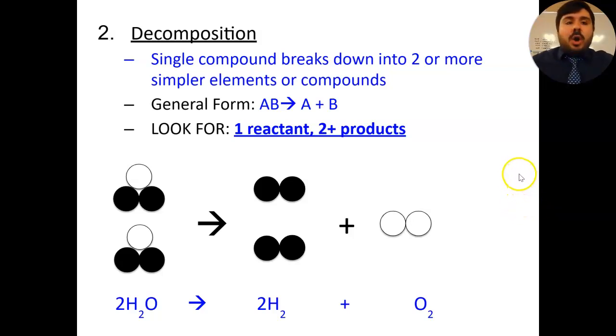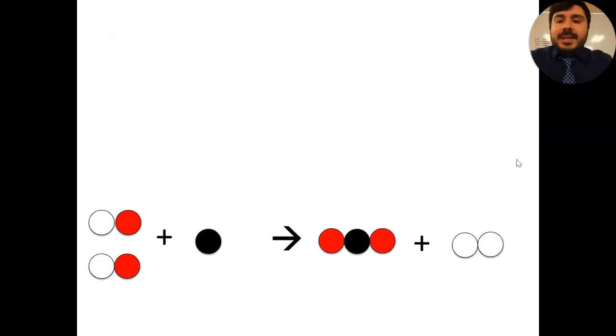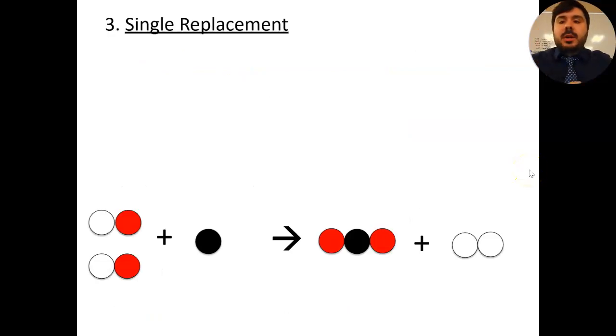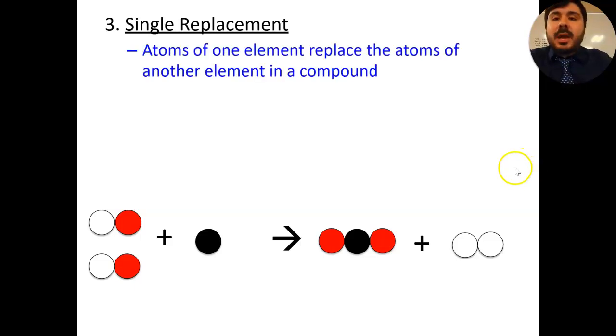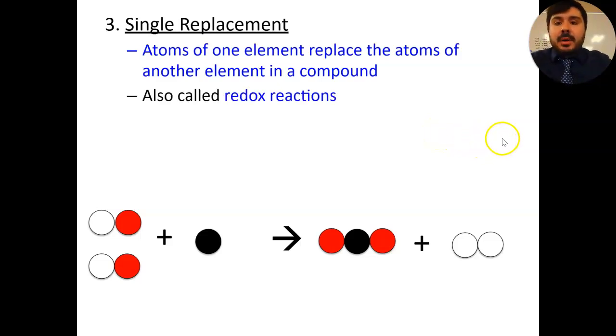Now these next two aren't really opposites of each other, but they work in tandem with each other. The first one, the third in total here, is called a single replacement. A single replacement in its most basic definition is when the atoms of one element replace the atoms of another element in a compound. Sometimes these are also referred to as redox reactions, and we will spend an entire chapter talking about these redox single replacement reactions. It's actually the second to last chapter we'll do this school year, so it won't be until probably about May when we touch on this again, okay?